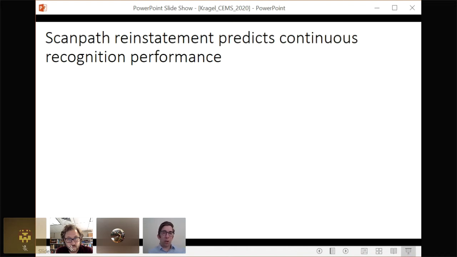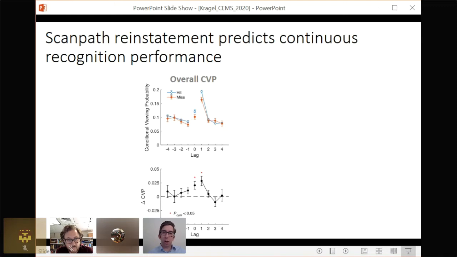And so the question is, when we evaluate the data in this way, do we see a contiguity effect, and does it relate to memory function? So here on the top, I'm showing you just the raw conditional viewing probability curves. In blue, I'm showing you what it looks like when you get the recognition decision correct, and in orange, it's showing you incorrect responses, and on the bottom, it's showing you the difference between these two curves.